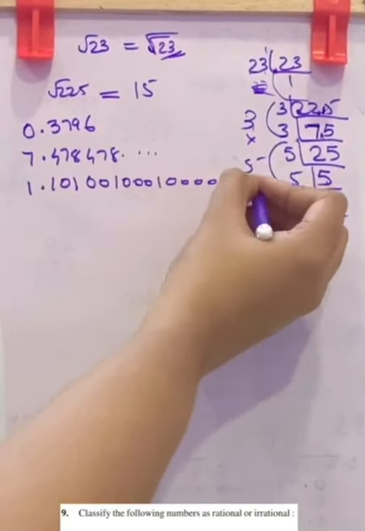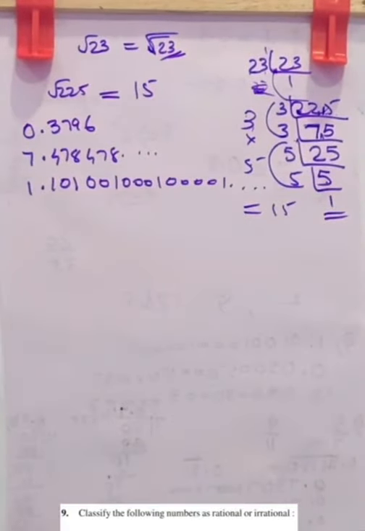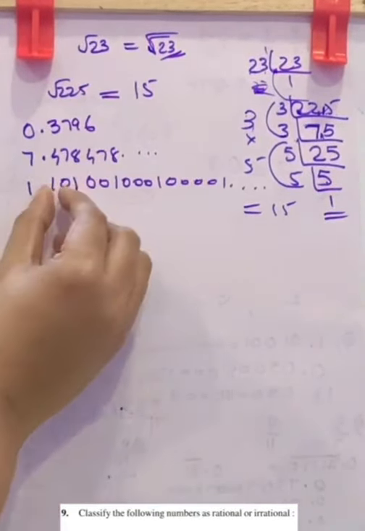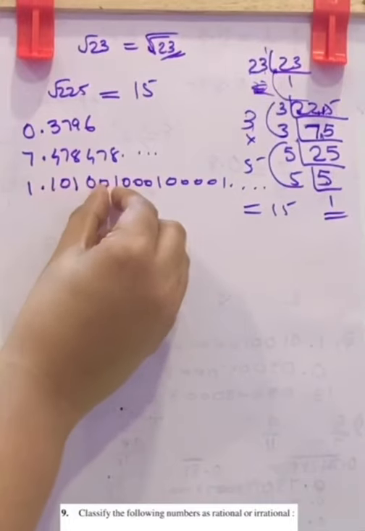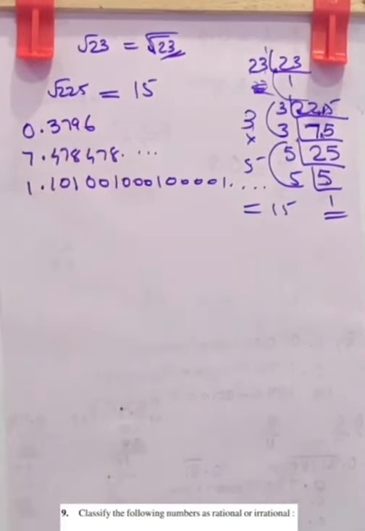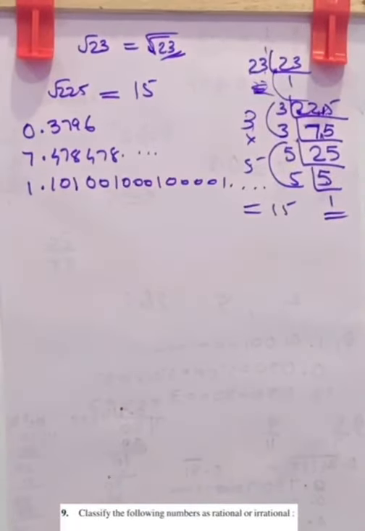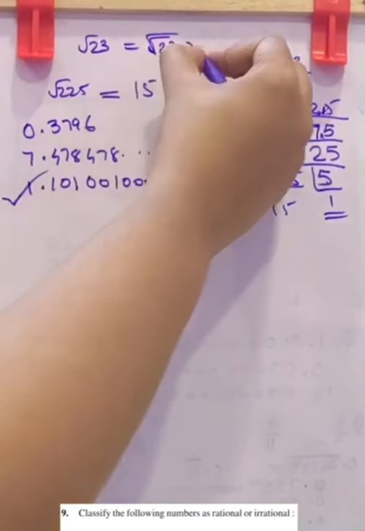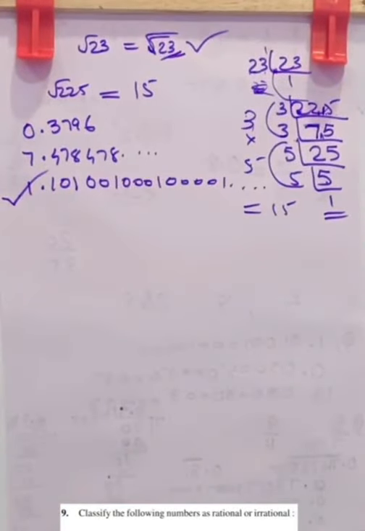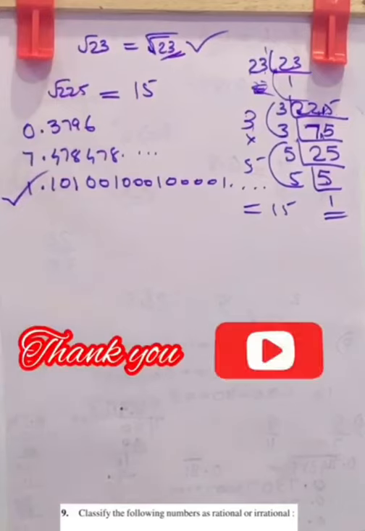Now next one is 1.10, etc. Here if it was repeating, here we get 10, 10, 10, 10, 10. No, it is not like that way. It is non-terminating and non-repeating. So this is also irrational. So this and this were irrational. All the others were rational. So we can move to next topic.